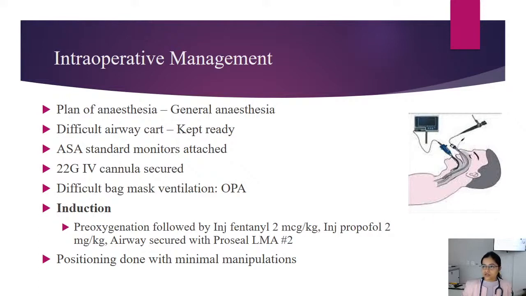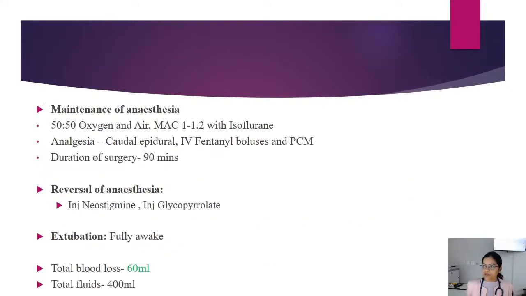After induction, the child had difficulty in bag and mask ventilation, which was managed with an oropharyngeal airway, and the airway was secured with a ProSeal LMA size 2 in a single attempt. After that, the child was positioned with minimal manipulations. Anesthesia was maintained with oxygen and air along with isoflurane. MAC was maintained between 1 to 1.2.